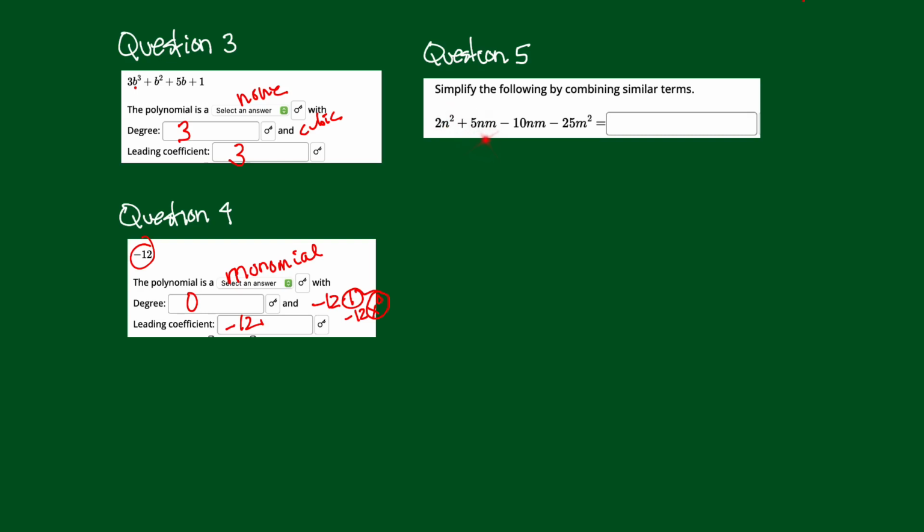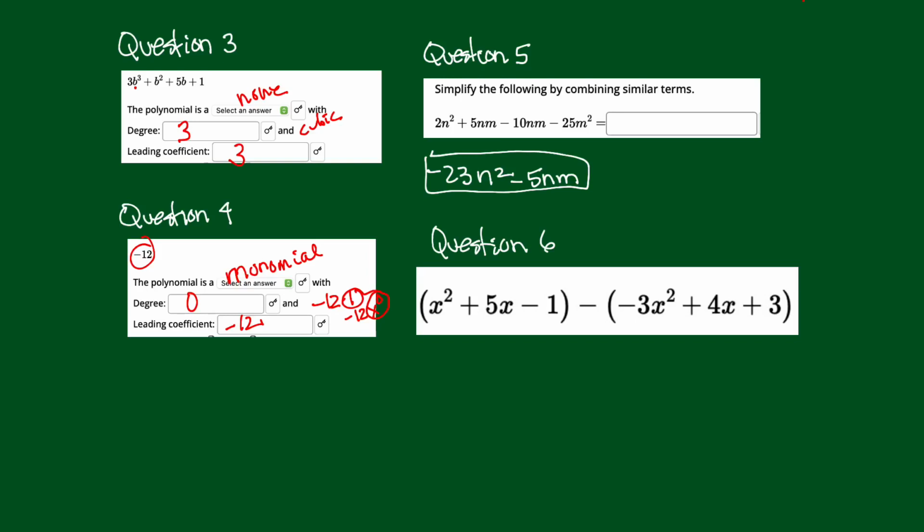I start with 2. Then I'm going to subtract 25. So I have 2 of them, minus 25 of them gives me negative 23 of them. So now I've got negative 23 n squared. Now what about these nm's? I've got 5 here, and then I lose 10. So I got 5, and then I subtract 10, so we're at negative 5, so minus 5nm. There we go. So what we've done is we've made this expression more concise and more efficient.